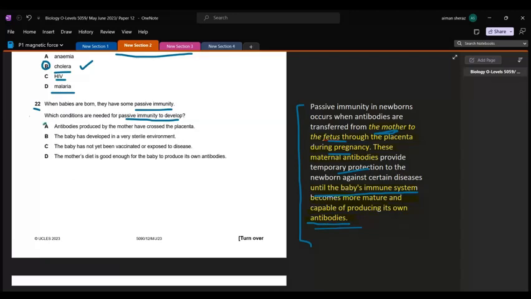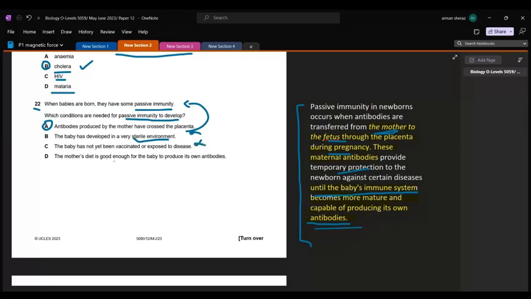So option A is correct. But why are the other options not correct? In B, a sterile environment has no direct relation with passive immunity. We have not read anywhere that if there is a sterile environment, then only passive immunity is needed. So it's not a condition. C, the baby has not yet been vaccinated or exposed to disease. This is true, but again, it is not directly related to the statement which says conditions needed for passive immunity to develop. Passive immunity is only developed when antibodies are transferred from the mother to the fetus through the placenta during pregnancy.